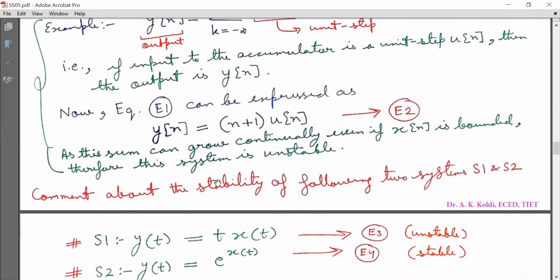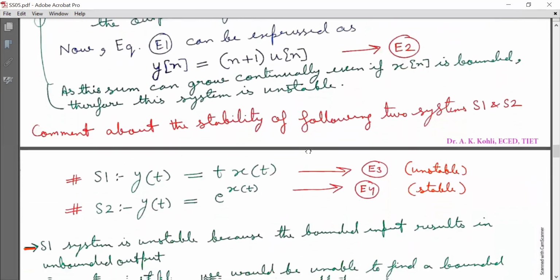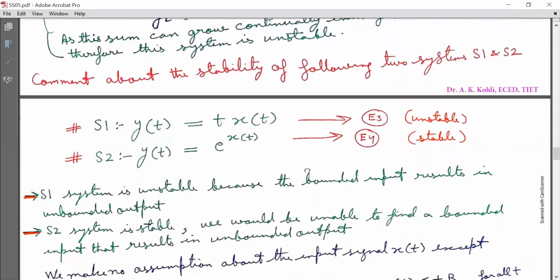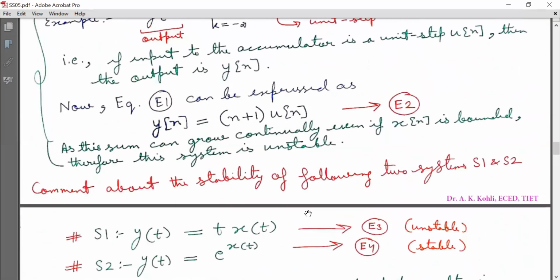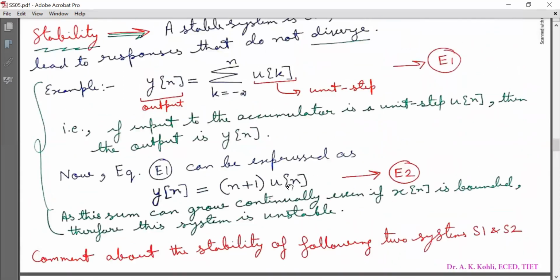Now comment about the stability of the following two systems, S1 and S2. Now in this equation, xn is un, the input. So this is an accumulator circuit. The output of the accumulator is yn, the input is un. So un is bounded. un is equal to xn, is bounded. Then also the output is growing unbounded, growing continually. So this system is unstable.